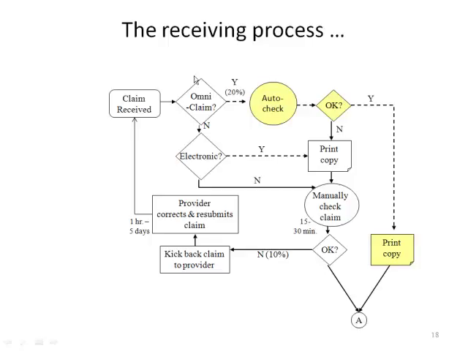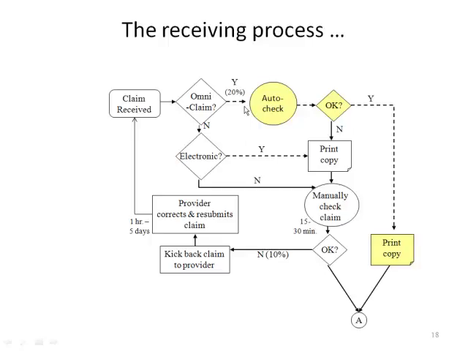If it's not an Omni claim, then if it's electronic, that means it's come in via email. We have to print a copy and manually check it. Or if it's already coming in paper form, it's not electronic, then we still have to go through the manual check. So in any case, if you're coming through Omni claim, you have an auto check. If it's not Omni claim, then you have to go through a manual check.